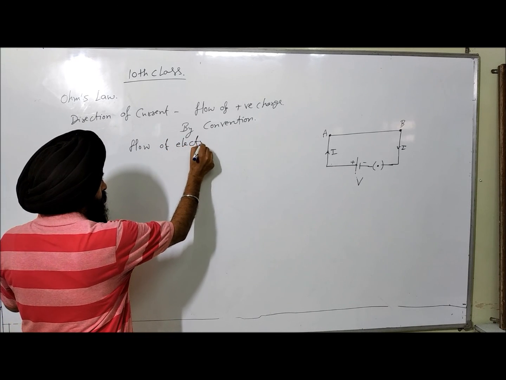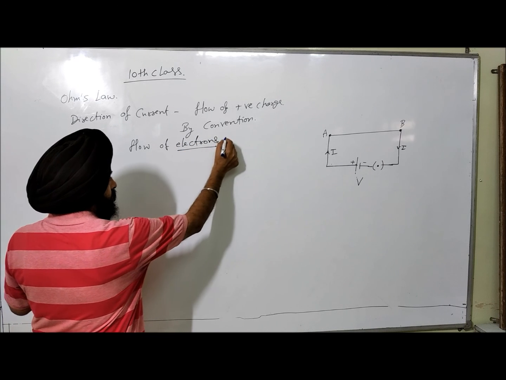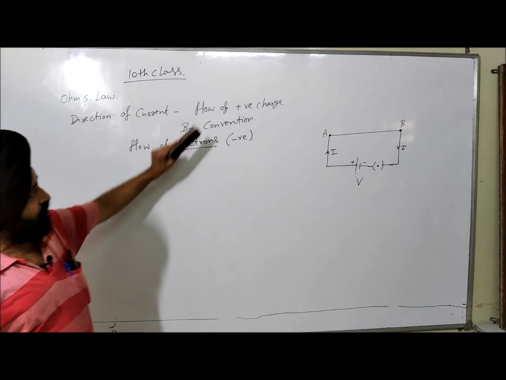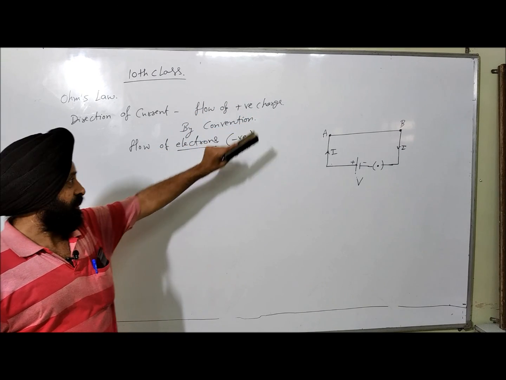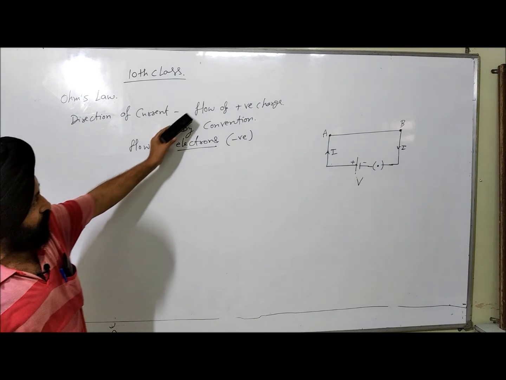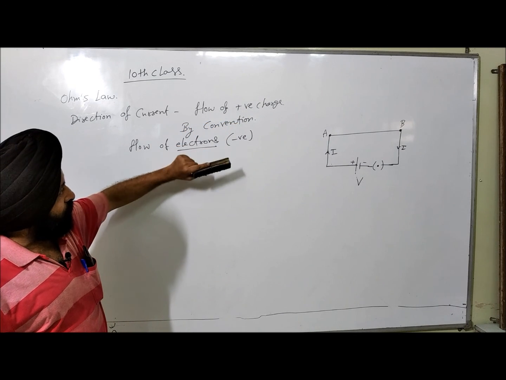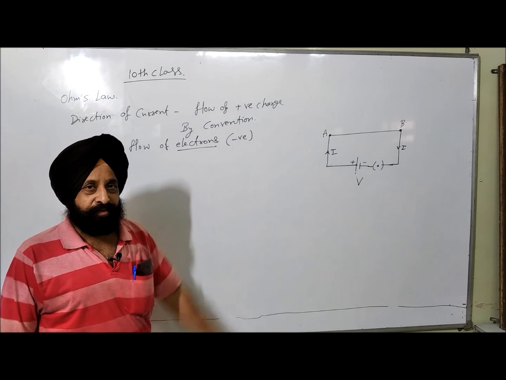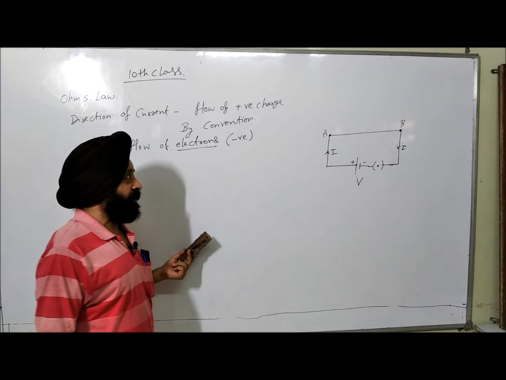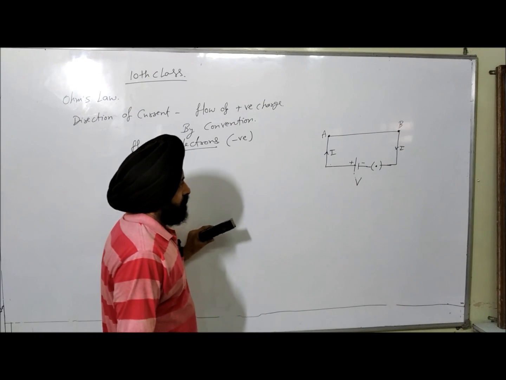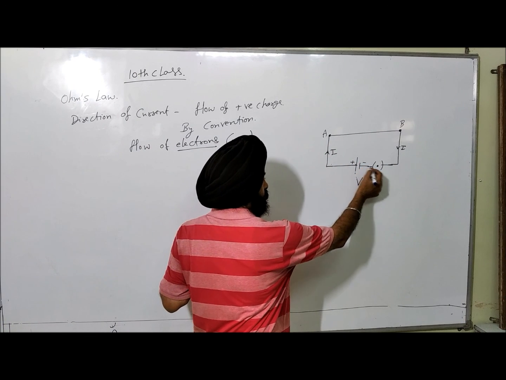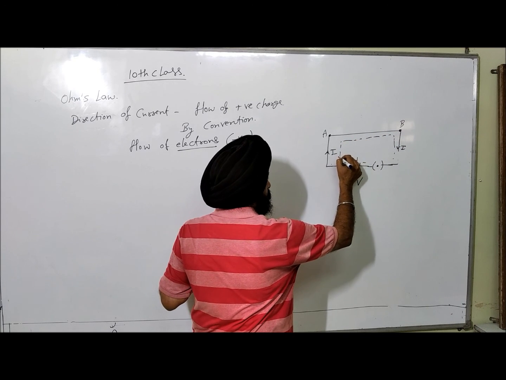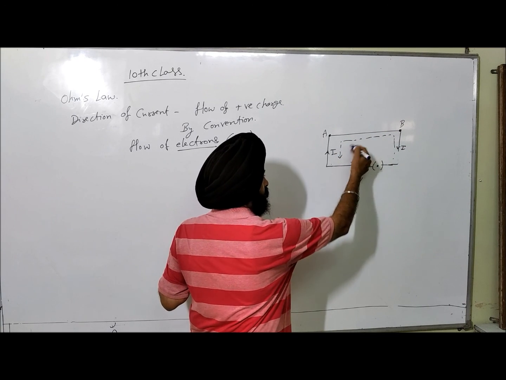Actually there is a flow of electrons, which carry negative charge, so it is opposite to the flow of positive charge. Electrons always flow opposite to the positive charge. Actually electrons are flowing, but we consider the flow of positive charge from the positive terminal of the battery to the negative terminal. But actually electrons flow from the negative terminal to the positive terminal. This is denoted by the dotted lines.